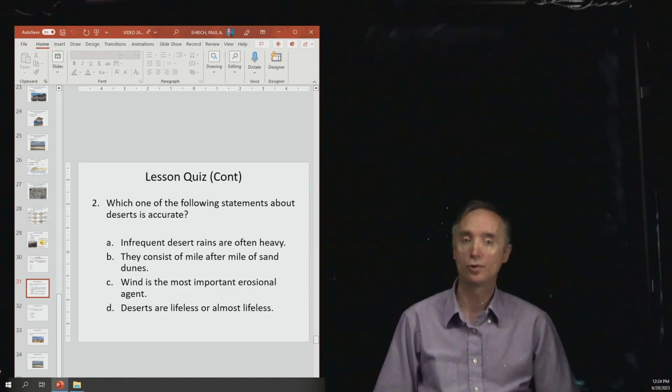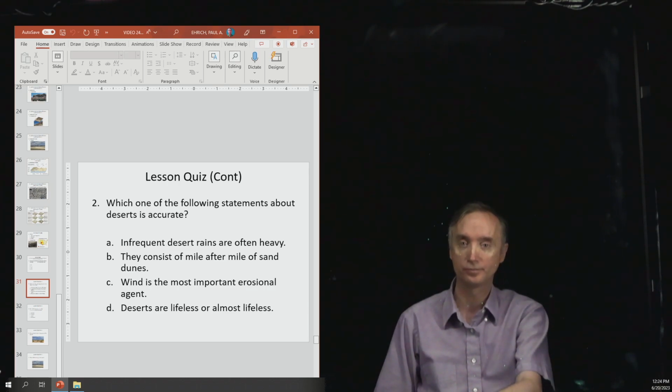Wind is the most important erosional agent? No, it turns out to be water. Deserts are lifeless or almost lifeless? No, there's actually plants and animals that can live in deserts.